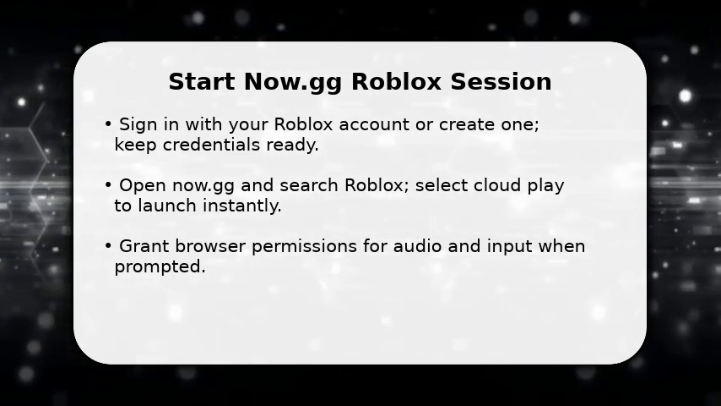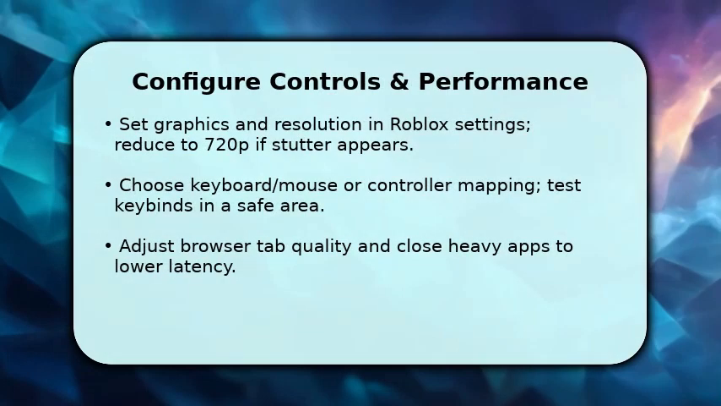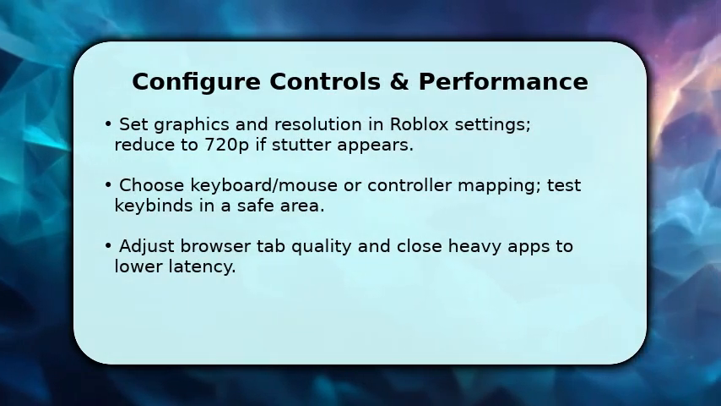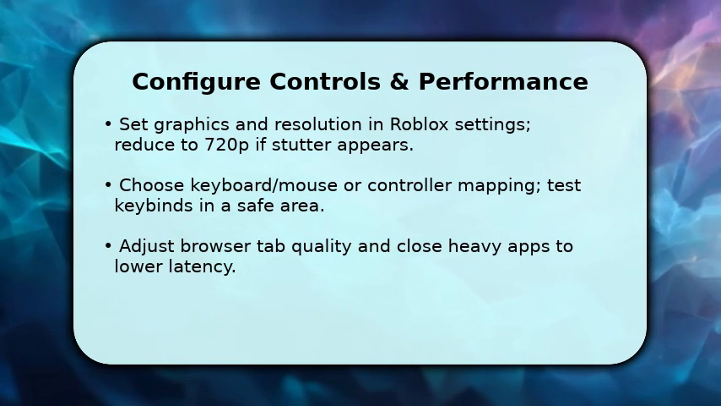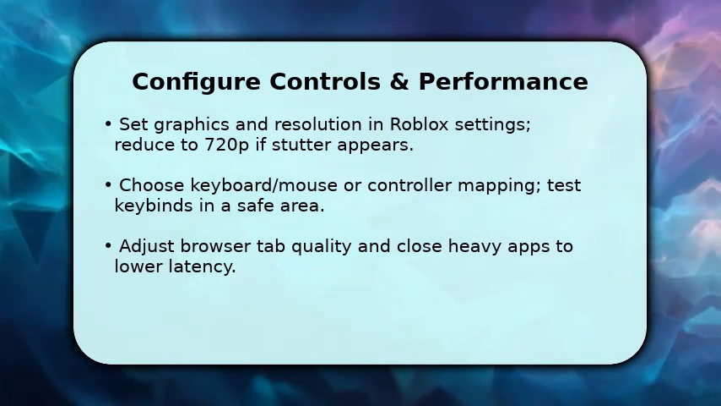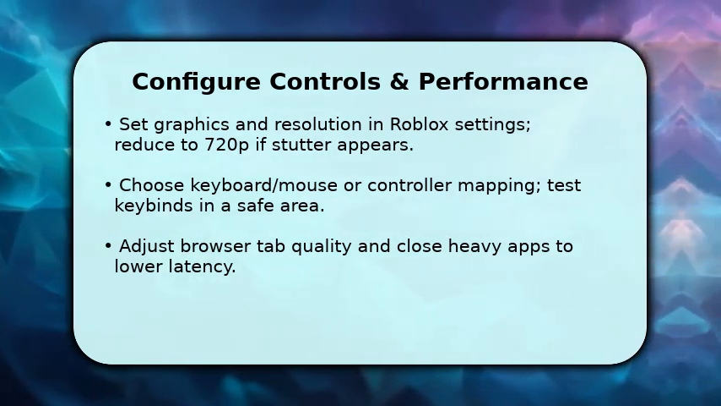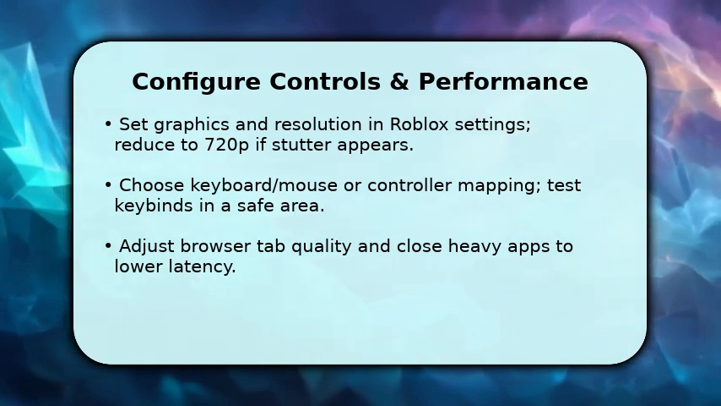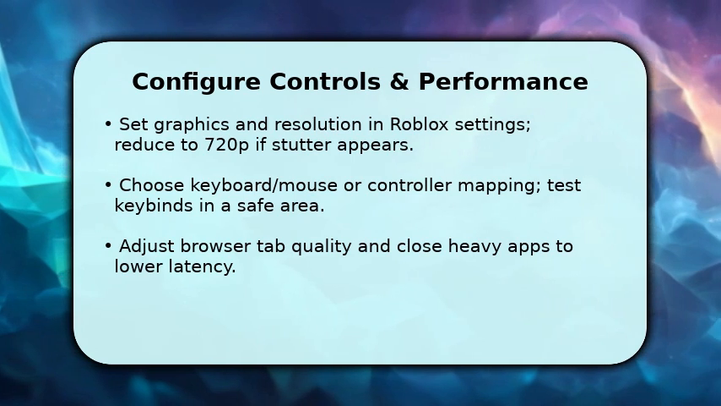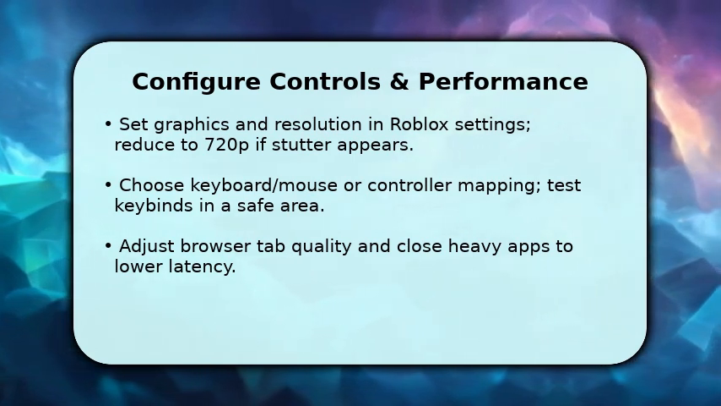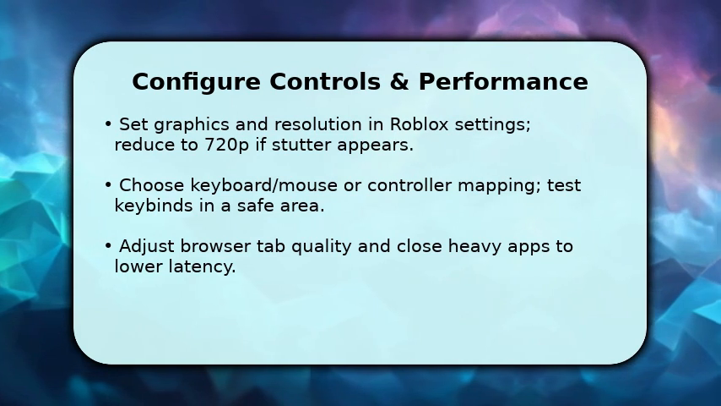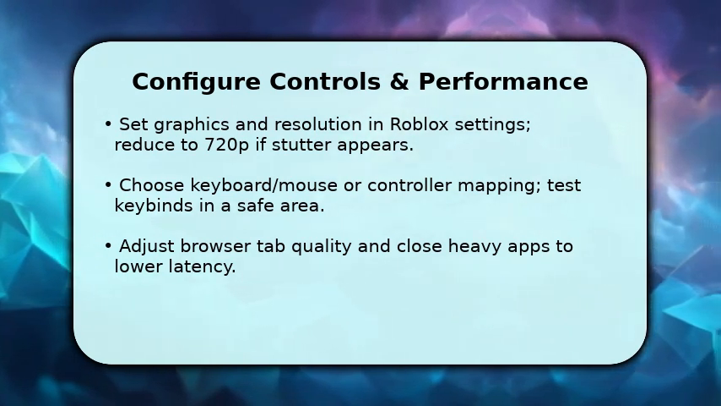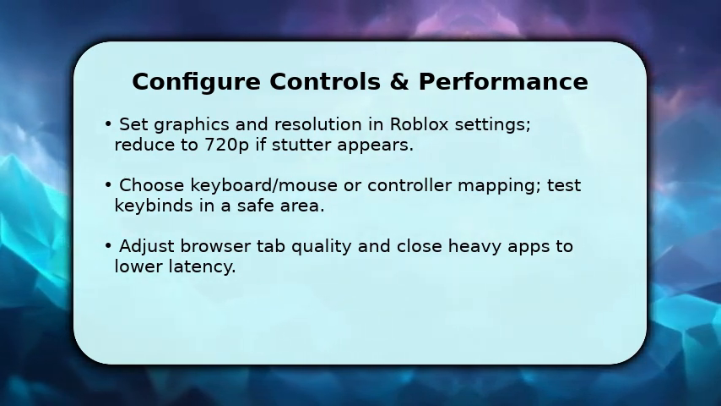Once the cloud instance is active, adjust Roblox graphics and resolution. Lowering to 720p often reduces lag, and changing quality can prevent frame drops. Next, configure input. Pick keyboard and mouse or a controller mapping and test keybinds in a quiet spawn area so you avoid losing progress. Also, make sure your browser tab quality settings are optimized and close other heavy apps on your device to free bandwidth and CPU.